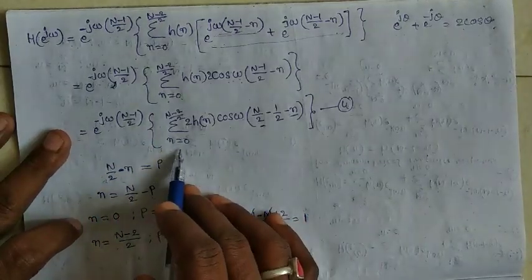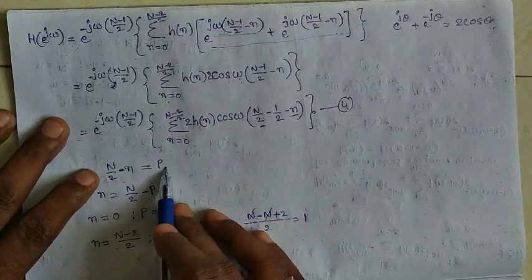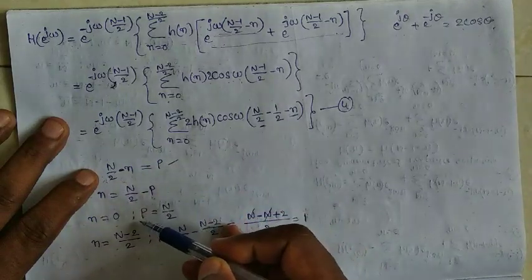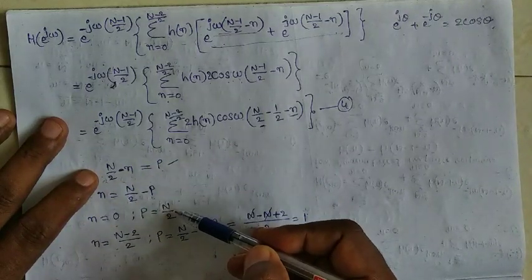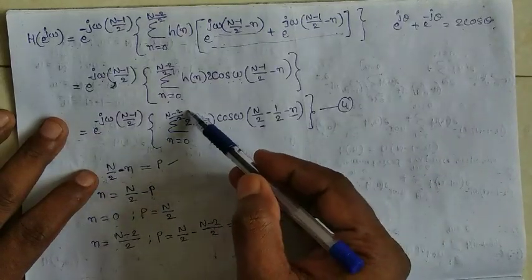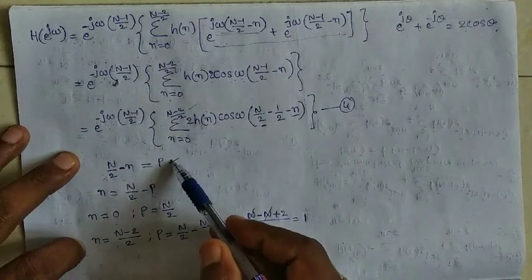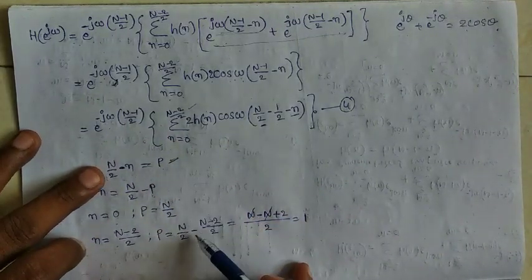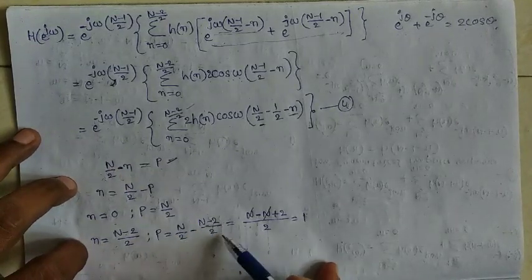Corresponding n values. Here n is equal to 0. What is the p value? N by 2. We are substituting n is equal to 0 in this equation. Here p is equal to n by 2. Similarly, we are substituting n is equal to capital N minus 2 by 2 in this equation. Here p is equal to N by 2 minus n, where n is N minus 2 by 2. LCM is 2.